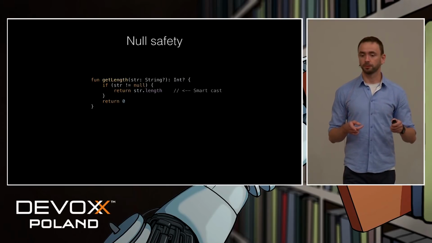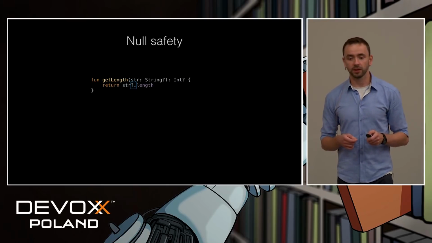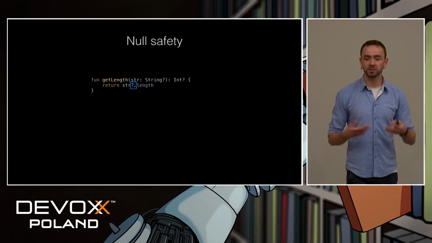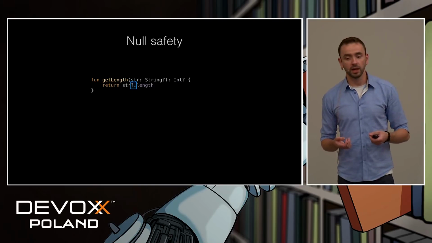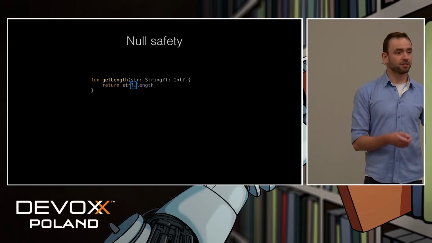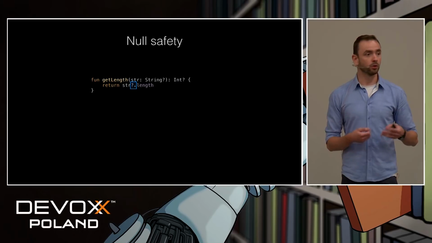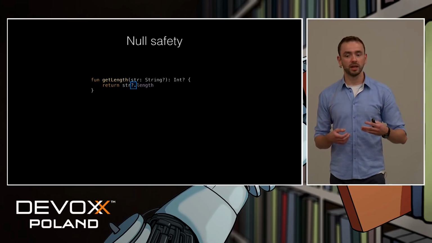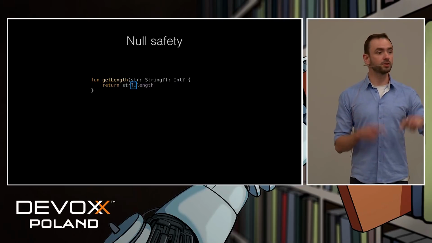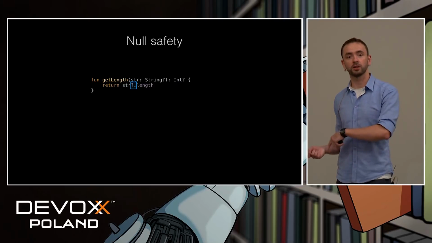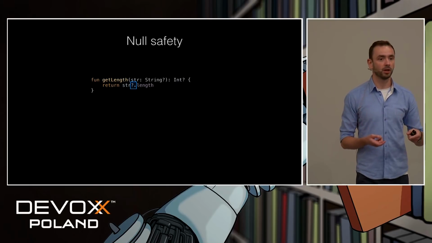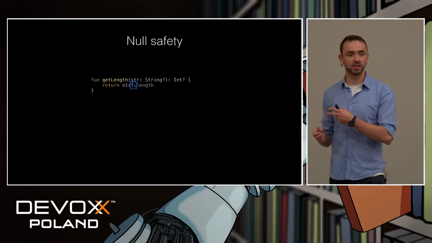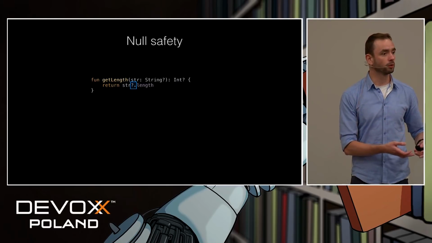But we can make it better. We can take advantage of a safe access operator. If you know Groovy, for example, it's taken from Groovy, I think. The way it works is if its left side, which is our string, is not null, then it evaluates the right side and returns a result. But if this left side is null, then it skips the right side altogether and simply returns null. So it basically swallows potential null pointer exception in favor of returning a null.